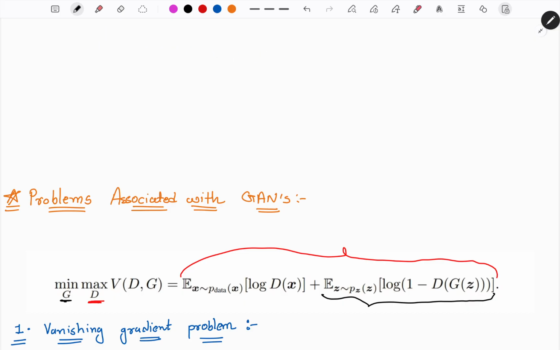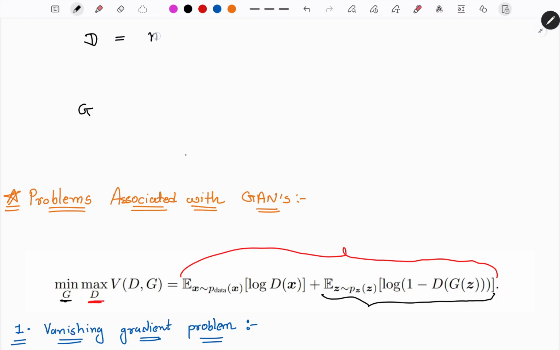Then we discussed the loss function. In this GAN network, we basically have two neural networks. One is the discriminator, which is a binary classifier, and the second neural network is the generator. For two neural networks, it is obvious that we have to calculate an objective function or loss function for both of them.